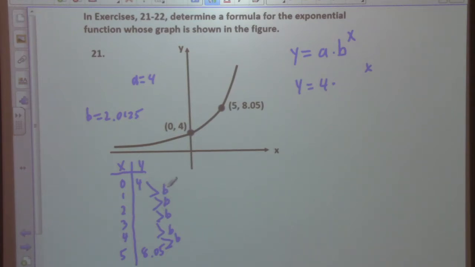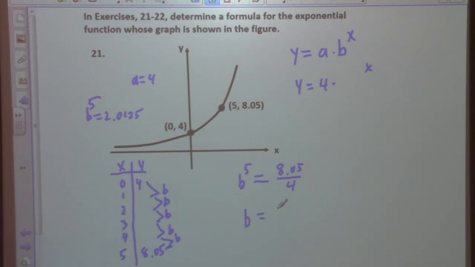So some number multiplied by itself 5 times is going to equal the output. What happens is the base that Kayla calculated was not b, but rather b to the 5th power. Right? So b to the 5th power is going to be the quotient of 8.05 over 4. And so how can we solve for b? Is it 1.1501? Yes. That's what I got.